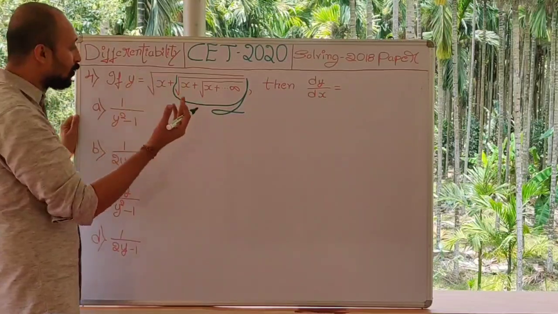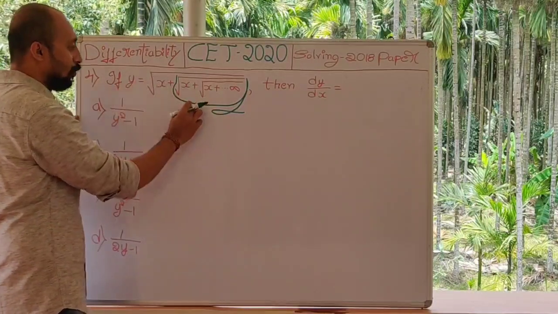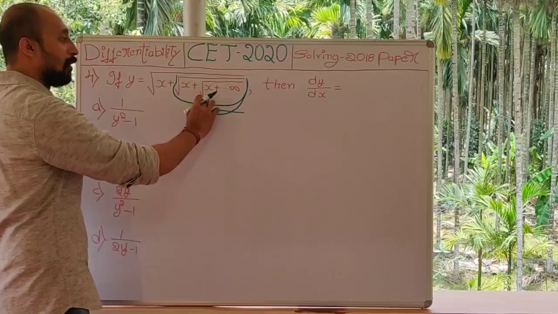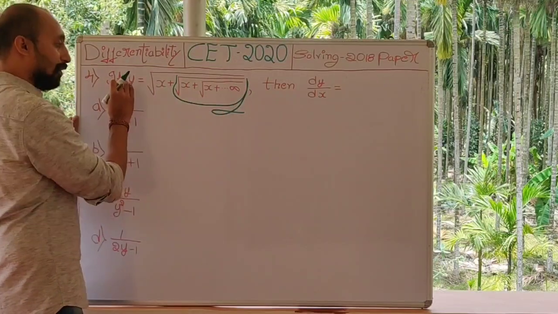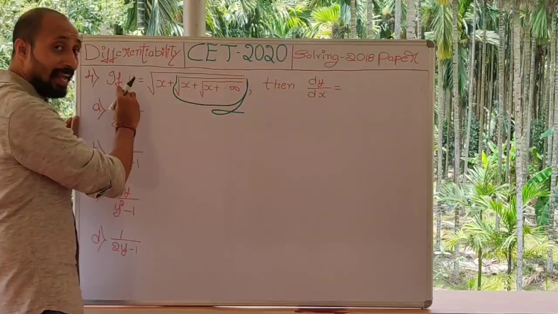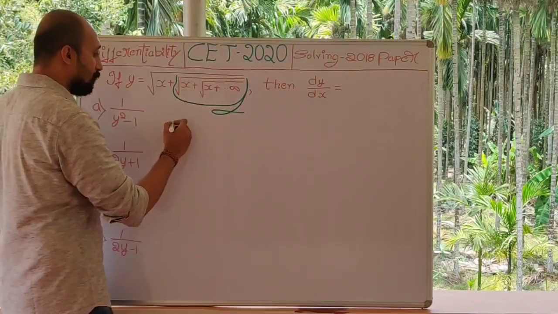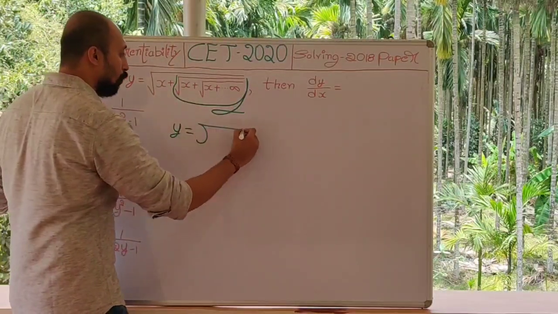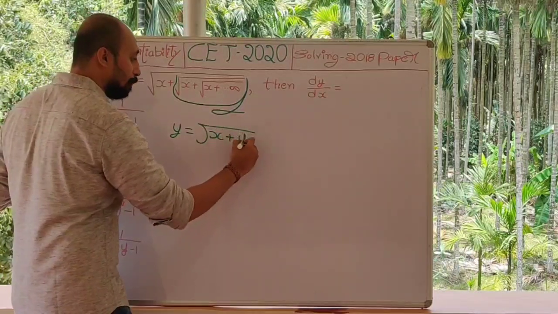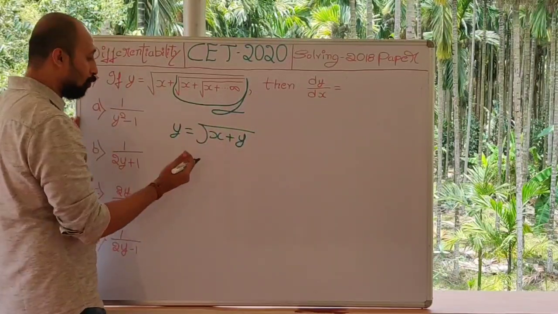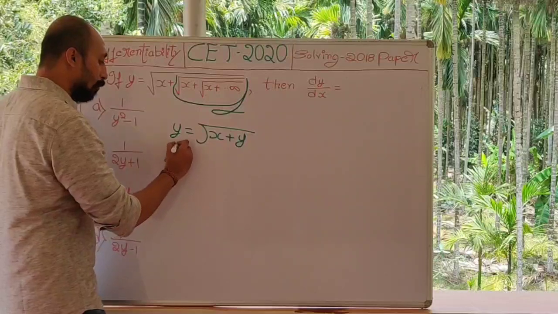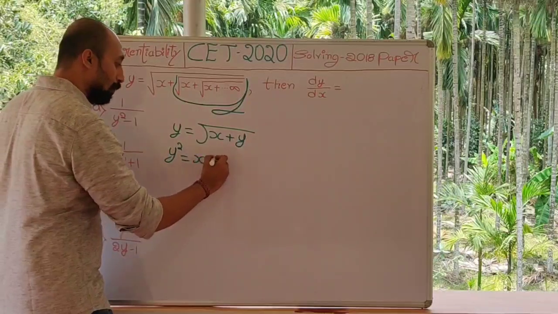There is no difference between this y and this y, because it is having root of x plus up to infinity. Even this y has the same capacity. So I can write the equation as y is equal to root of (x plus y). I can bring that root to the LHS. It will be y squared is equal to x plus y.